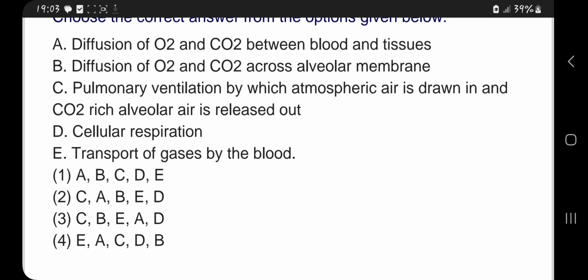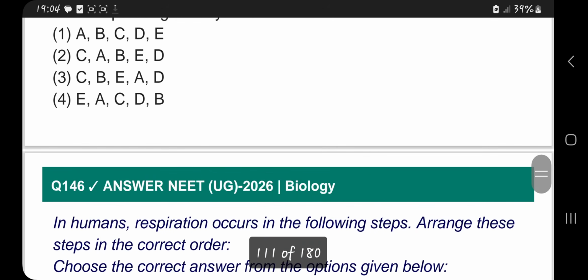So C is the first one, that is pulmonary ventilation. Then after this pulmonary ventilation, B, that is diffusion of oxygen and carbon dioxide exchange. Once it happens through alveolar membrane, then it is carried, transport of gases by the blood, then diffusion of oxygen and carbon dioxide between blood and tissue. Last one is cellular respiration, CBEAD. Third option is correct.